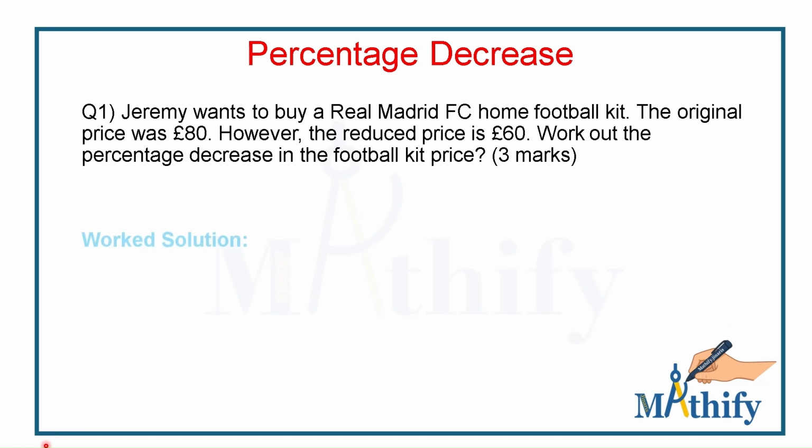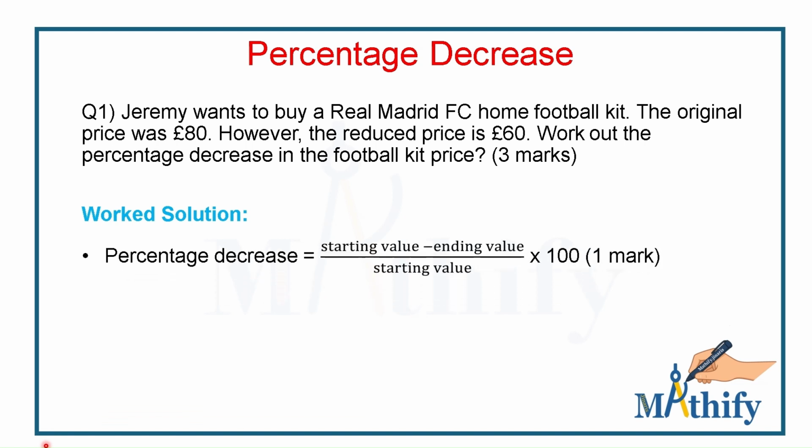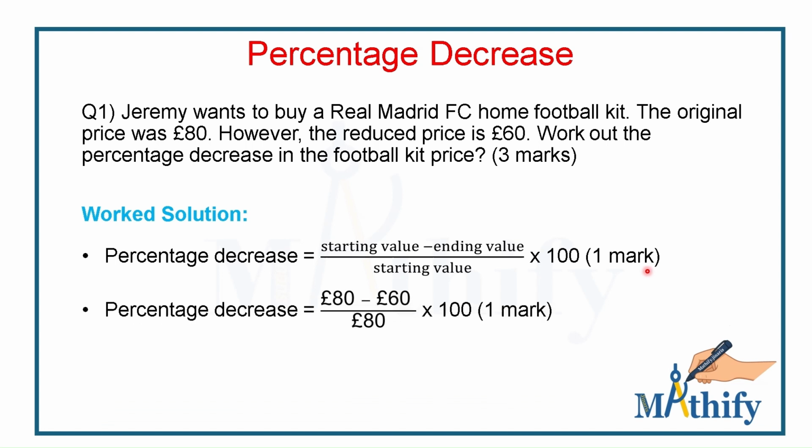by step. The first important step when answering this question is to know your percentage decrease formula. So percentage decrease is equal to starting value, take away ending value, divided by starting value, multiplied by 100. That's your first mark. Our starting value is £80 and our ending value is £60. Let's plug this into our formula. £80 minus £60 divided by £80 multiplied by 100. That will give you your second mark.